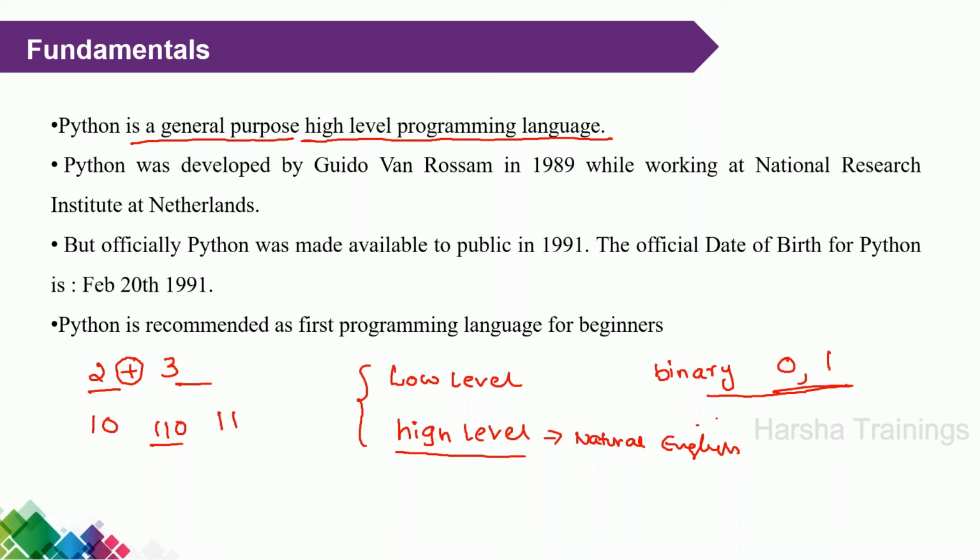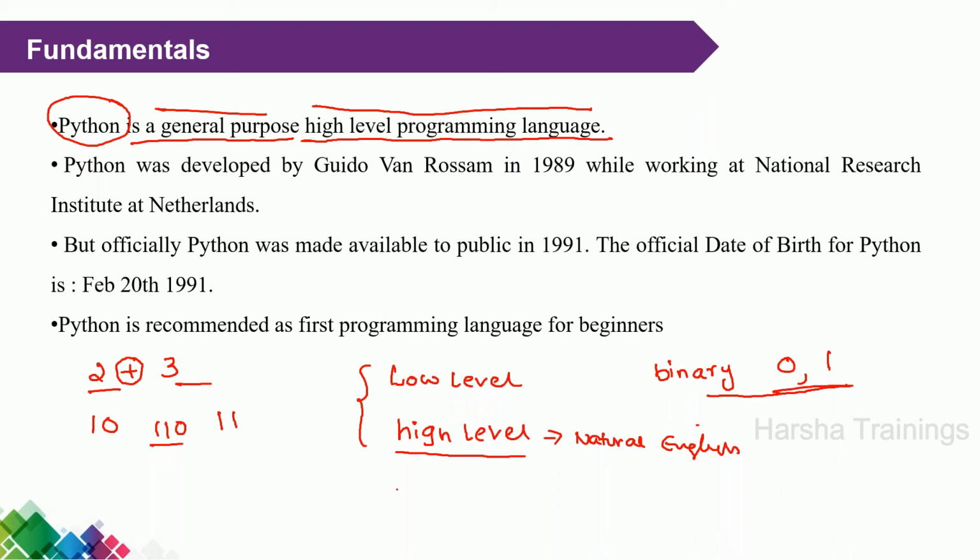And Python is also a high level programming language. What is the meaning of general purpose? For any type of programming, that is for any type of task, the Python programming language is useful.